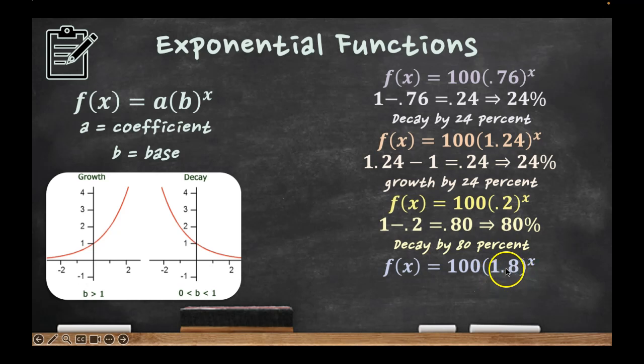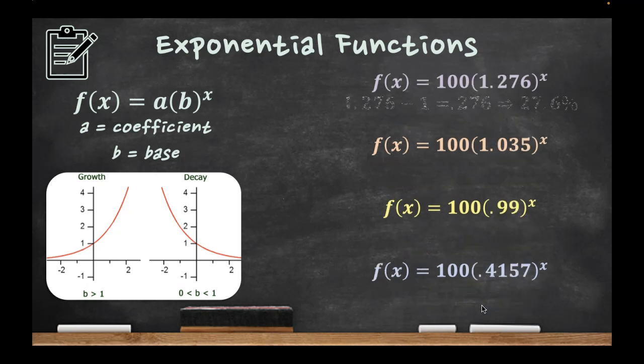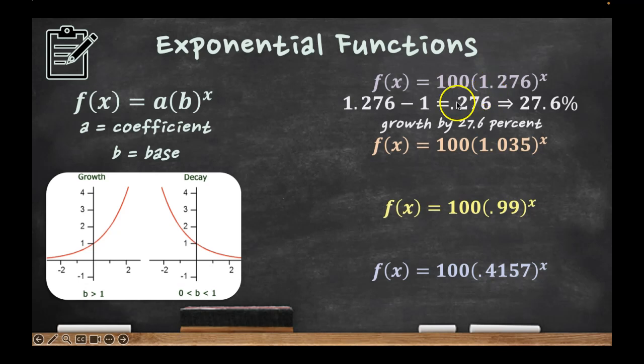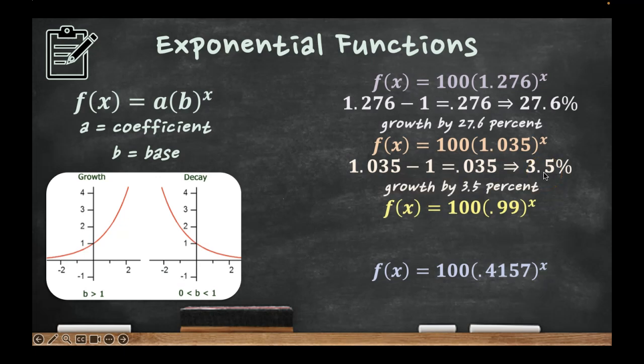Now, it's growth, so we'll take 1.8 minus 1, and you get 0.80. Move the decimal to the right twice, and you get 80%. So that's growth of 80%. If you look at this one, we went through the same structure, and we got growth of 27.6% by taking the base minus 1, because it's growth. And then this is another growth. So we'll take the base minus 1, and we get 0.035. Move that decimal twice, that's growth of 3.5%.